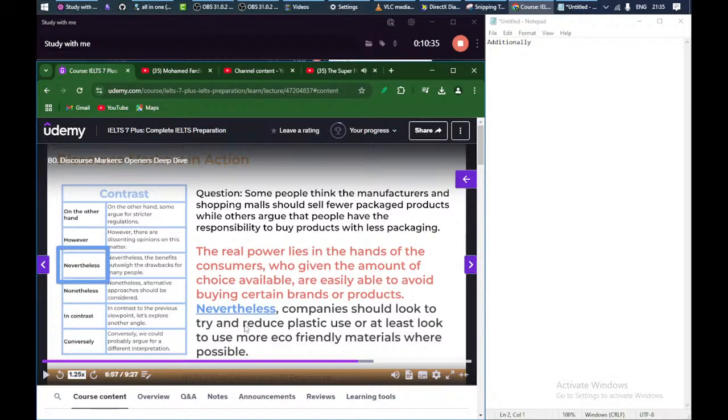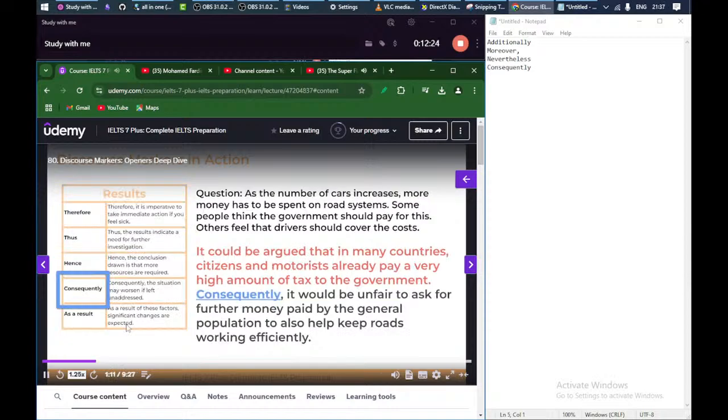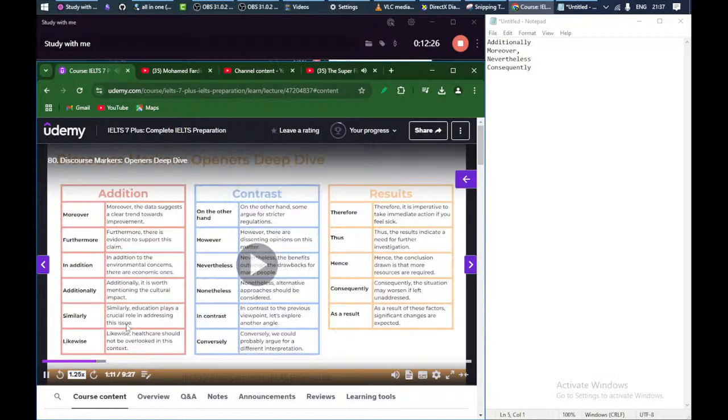It could be argued that in many countries, citizens and motorists already pay a very high amount of tax to the government. Consequently, it would be unfair to ask for further money paid by the general population to also help keep roads working efficiently. So this first sentence, my topic sentence, introduces an action. So citizens already paying a lot of, and it kind of explains itself.